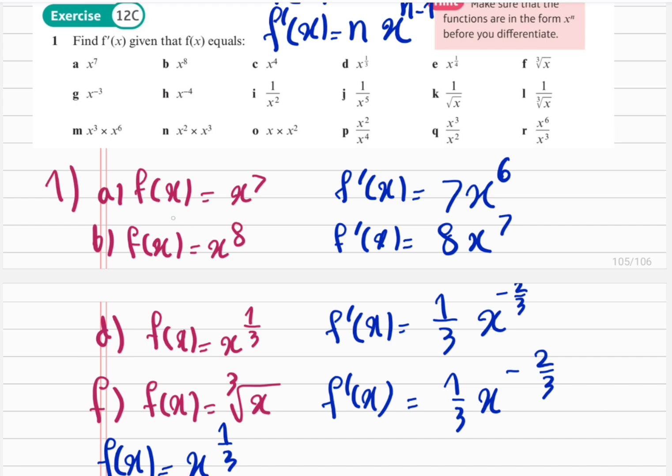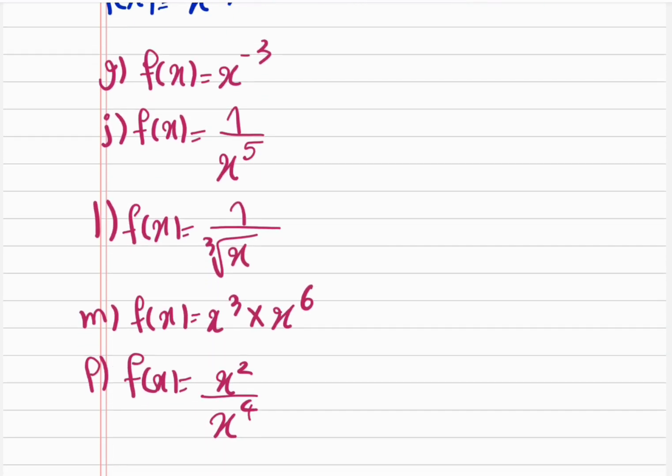Here, for example, we had x to the power of 7. If we differentiate this, 7 comes down and then it's x to the power of 7 minus 1, which is 6. Now in this video, I'm going to do G, J, L, M and P. As you can see, we have different formats of x to the power of n, but essentially we use the same method for all of them, even though they don't look the same.